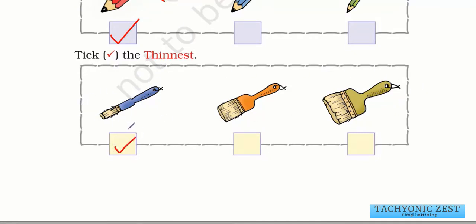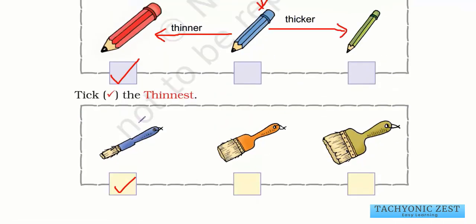And can you tell me which is the thickest paintbrush? The thickest paintbrush is this one. It is thick, we can see that. Out of all these three paintbrushes, this paintbrush is the thickest. So this one will be the thickest if asked.